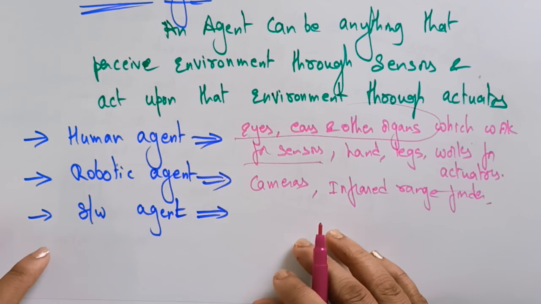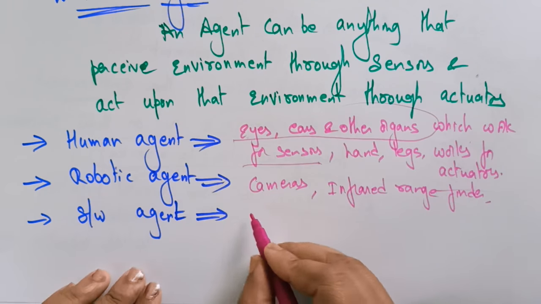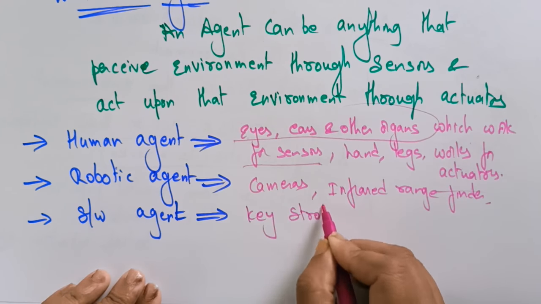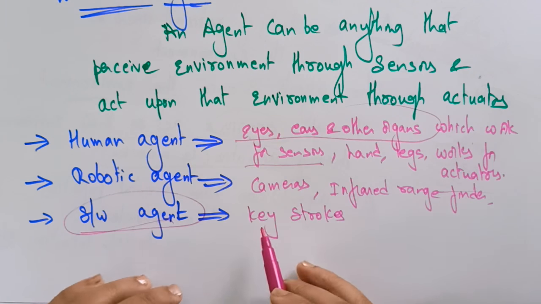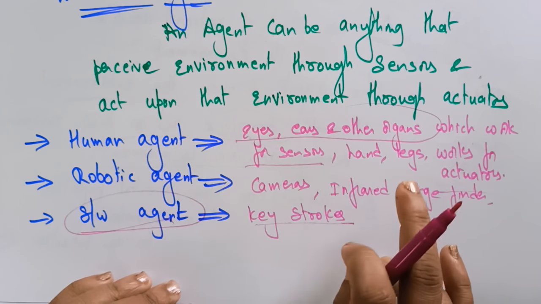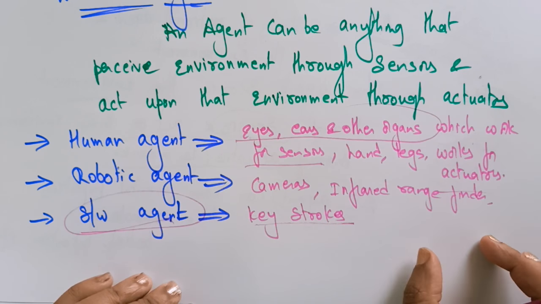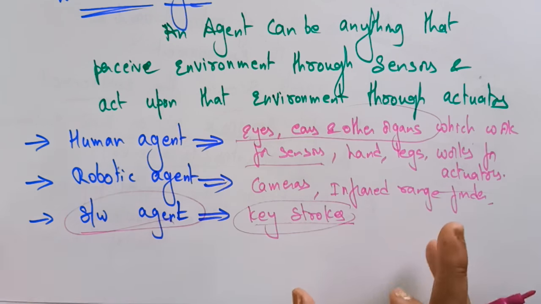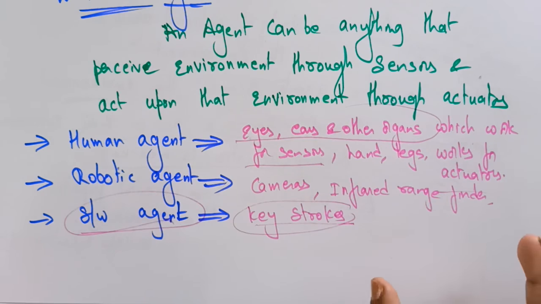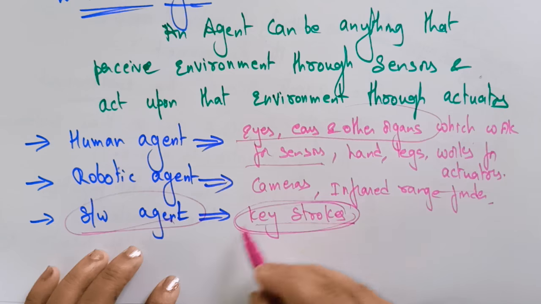Then what about the software agent? A software agent can have keystrokes as sensor input. Whenever you press a key, or a file contains sensor input, it acts on that input and displays output on the screen. Whatever keystroke you give is accepted, and it takes the input and displays output on the screen. That is what you call a software agent.